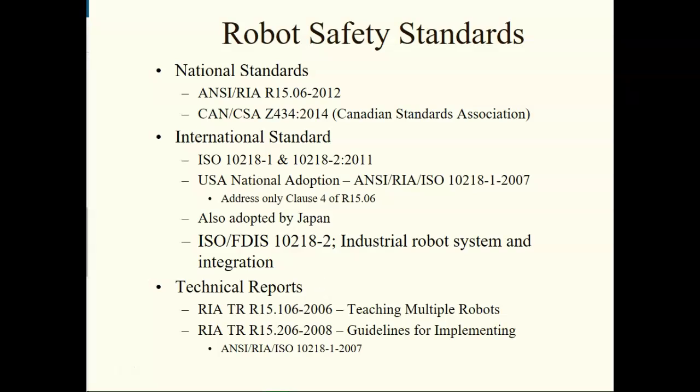RIA 15.06 lists the safety requirements. It provides safety requirements for industrial robot manufacture, remanufacture, and rebuild, and the robot system integration and installation. So basically what you're trying to do is assess and then build the system within these particular guidelines.